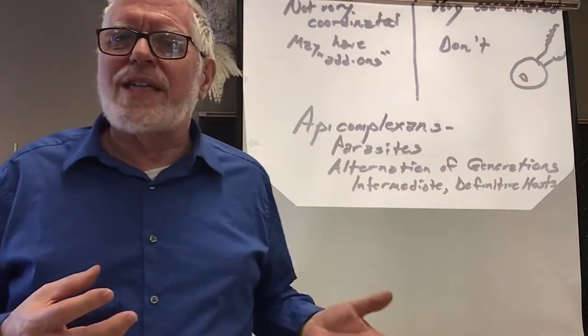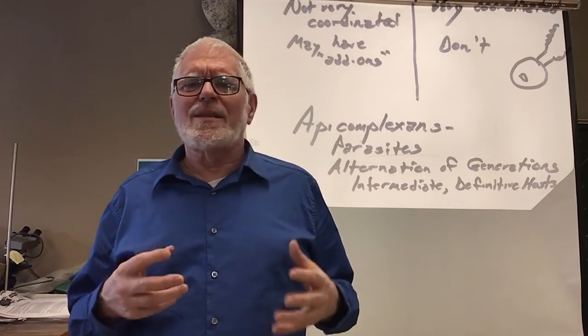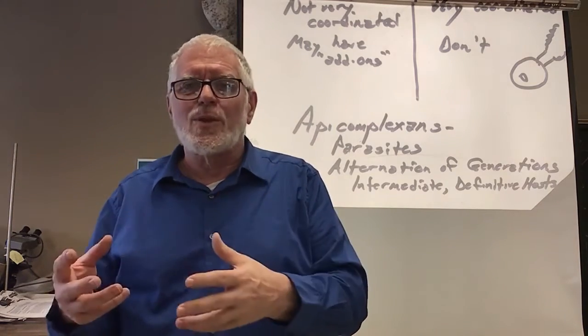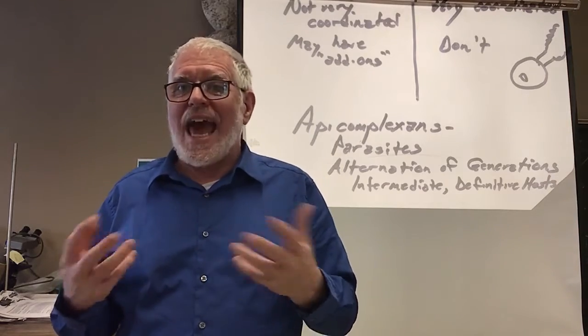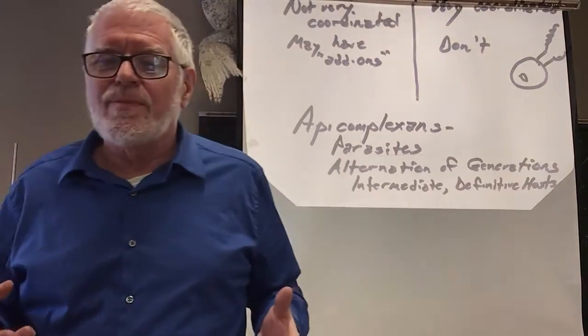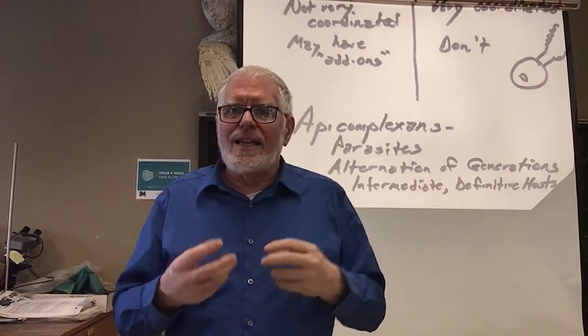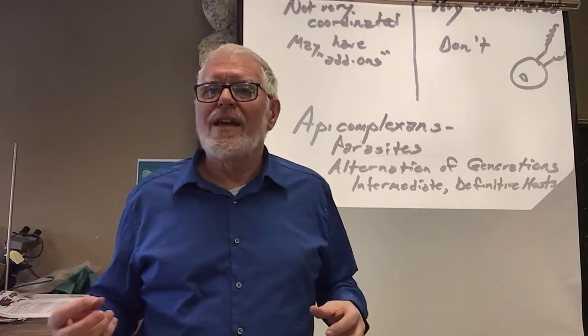Another apicomplexan that you could get exposed to around here is Toxoplasma. Toxoplasma's actual preferred intermediate host is cats, and its definitive host are fleas. And it lives in cat digestive systems. The eggs pass in cat droppings.